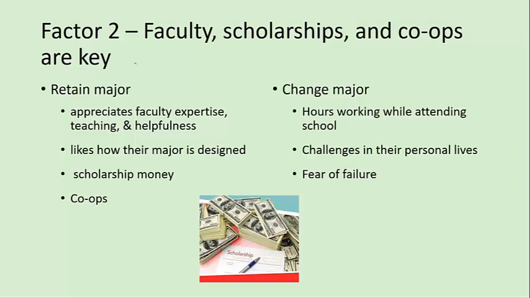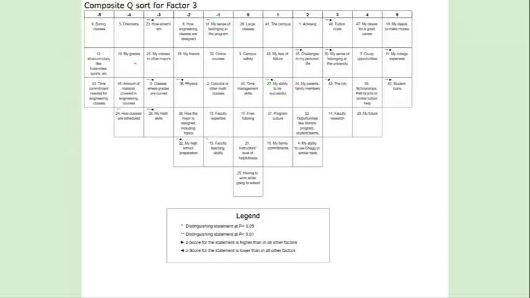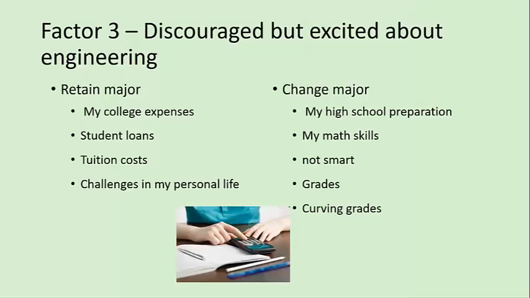Things that were detrimental to them staying: hours working while attending school, challenges in their personal lives, and fear of failure. This is factor 3, right? They're worried about their college expenses and their student loans. Those are at +5, right? So this is a really big deal for them, is the money.